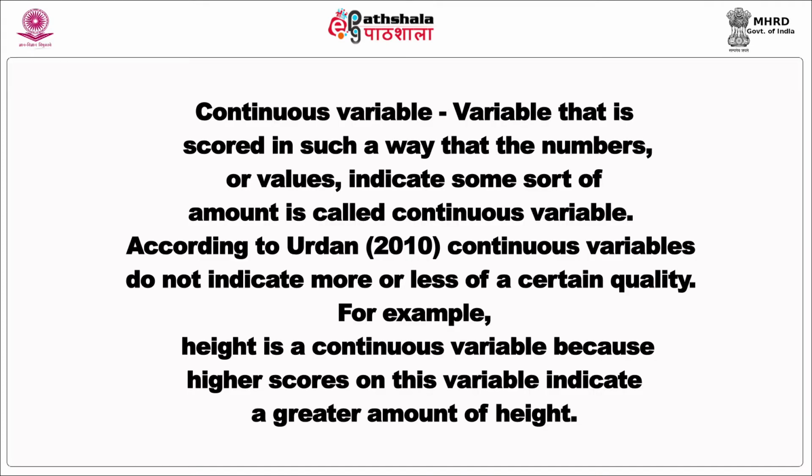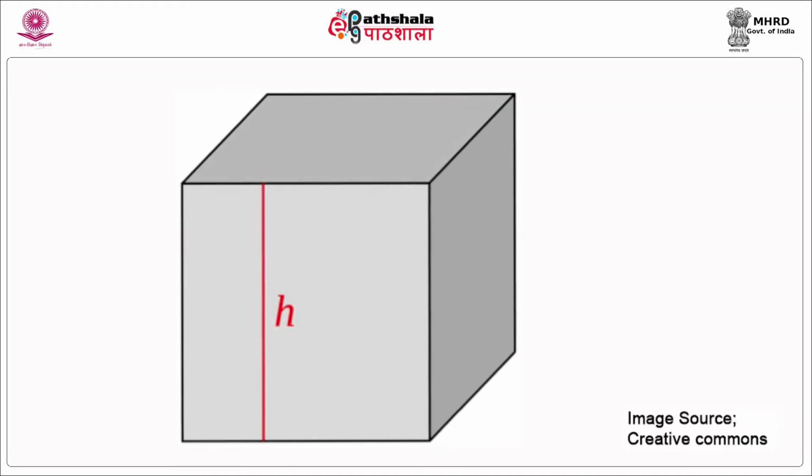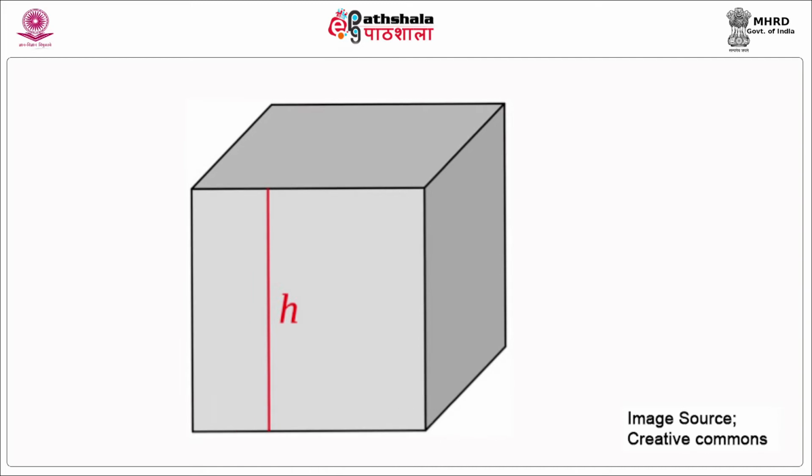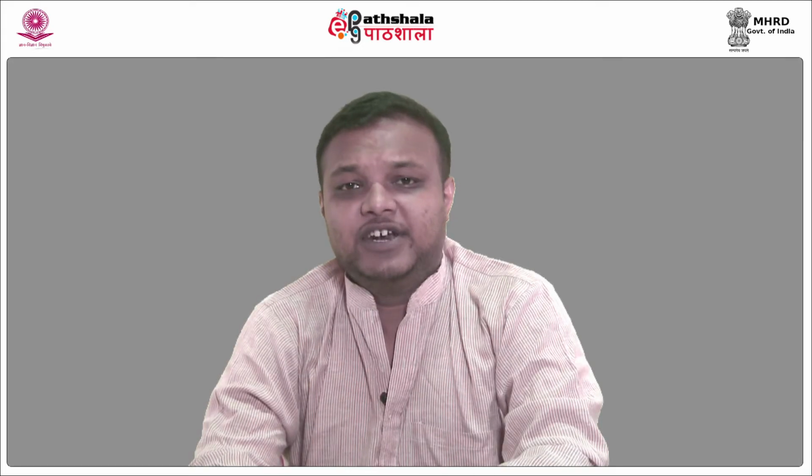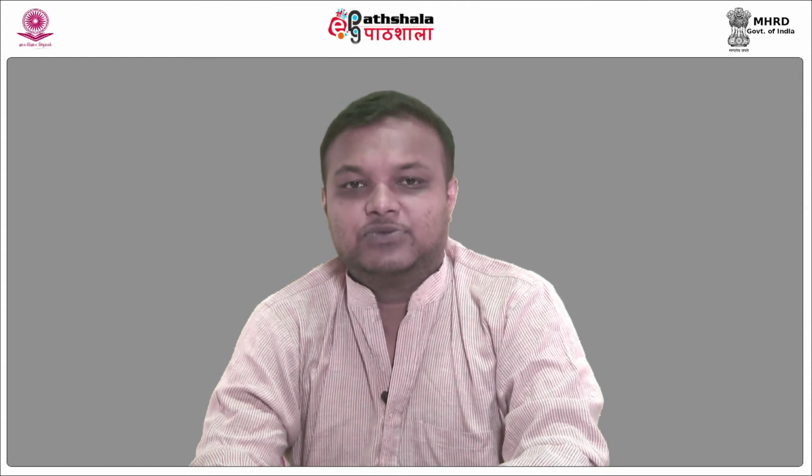Continuous variable. A variable that is scored in such a way that the numbers or values indicate some sort of amount is called a continuous variable. According to Urdan, continuous variables indicate more or less of a certain quality. For example, height is a continuous variable because higher scores on this variable indicate a greater amount of height. Continuous variables are measured but cannot be counted.